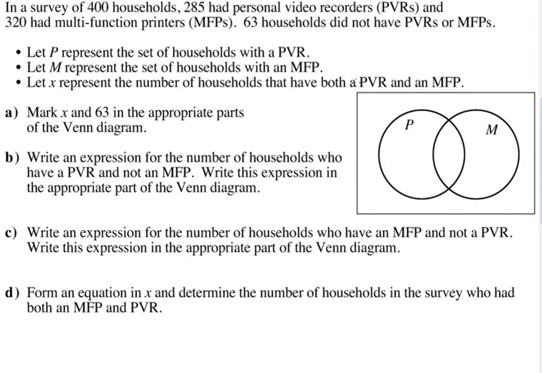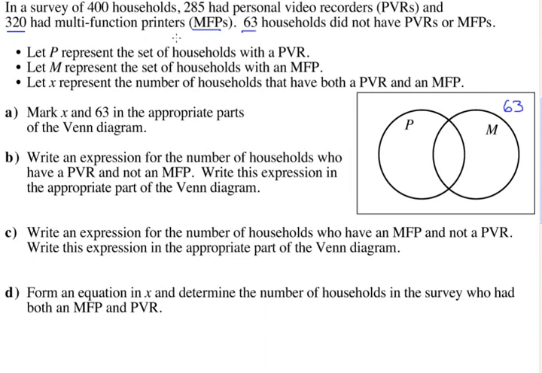Similarly, there are 320 people, they say, with multifunction printers, but we don't know how many just have a printer and how many are in the overlap. And finally, we have 63 that don't have either one of those. Well, we know where to put them. They're out here, outside both circles. That helps a little bit.